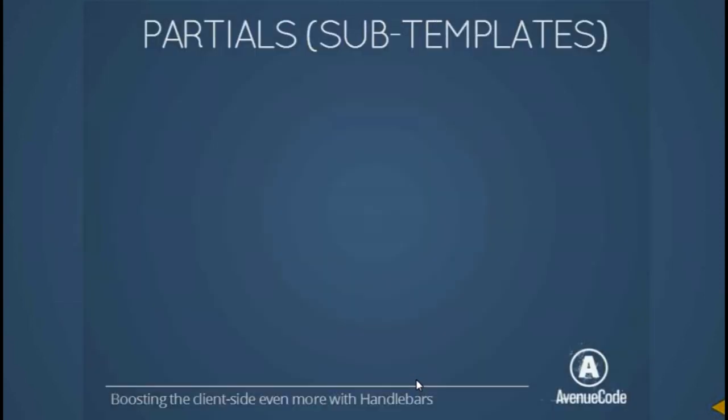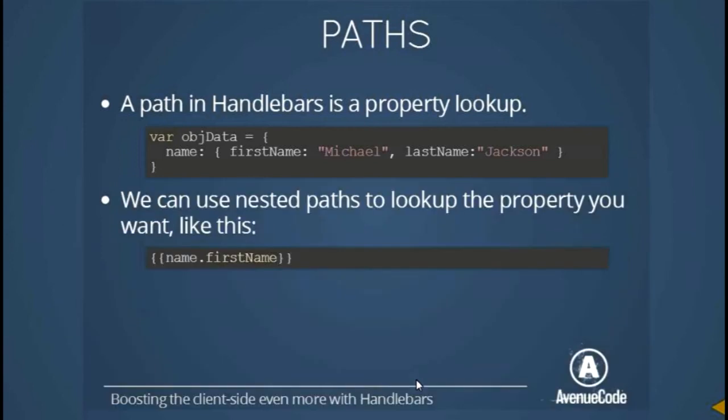Here are the Handlebars paths, where you do property lookup. If you have an object, and objects inside an object, for example an object with a name property, which contains another object, and you want to reference a property inside it, you just need to use paths. You put the name, the property, and then a dot.